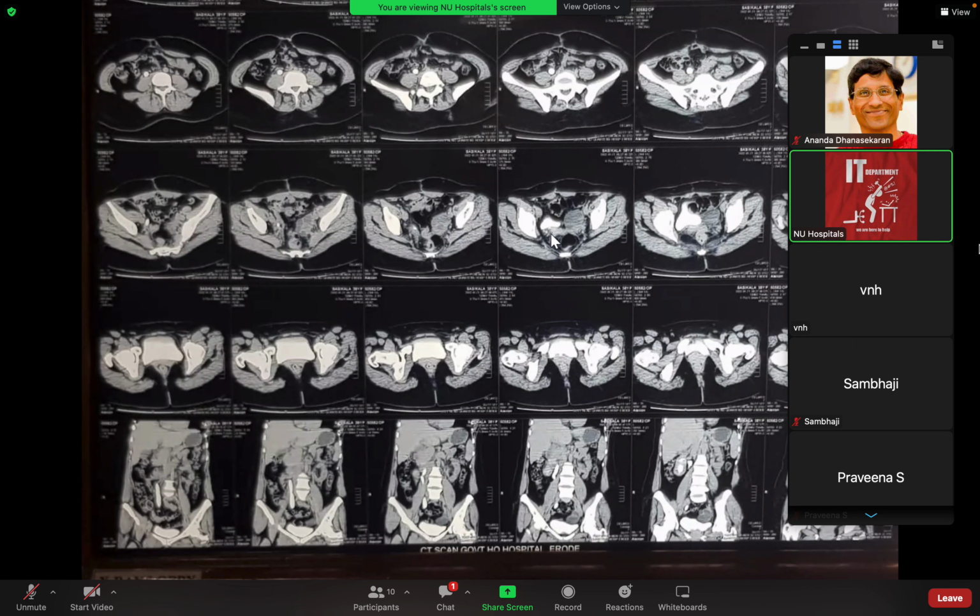Yeah, I think where Prabhu's mouse is, there is some pooling of contrast. We don't know what exactly that is, whether that's the bladder starting or there is extravasation. We'll have to see.